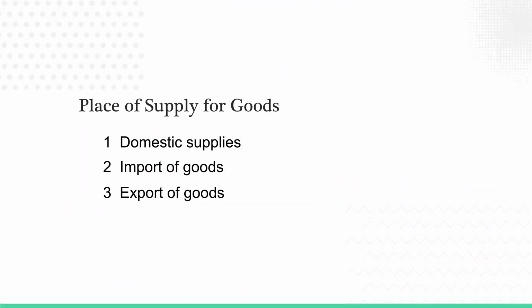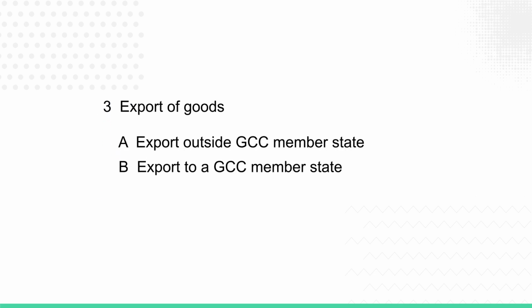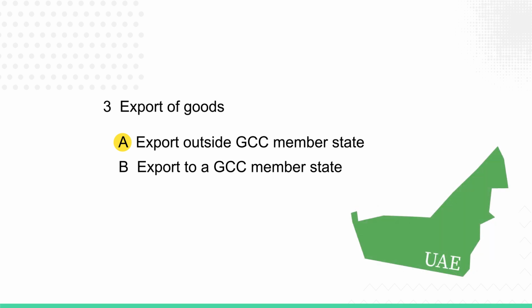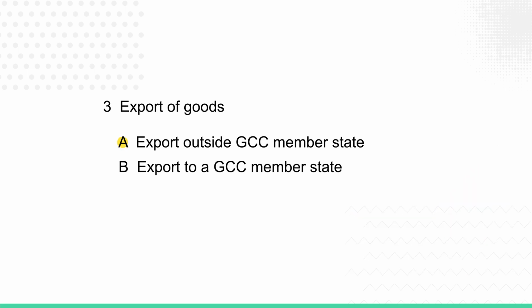Now that we are done with the domestic supplies and import, let's move on to the slightly complex part, which is determining the place of supply during export. For better understanding, let's split the export transactions into two: export outside GCC and export to a GCC member state. In case of export outside GCC, it is pretty much straightforward. The place of supply will be UAE. In case of export to a GCC member state, we need to analyze three cases.